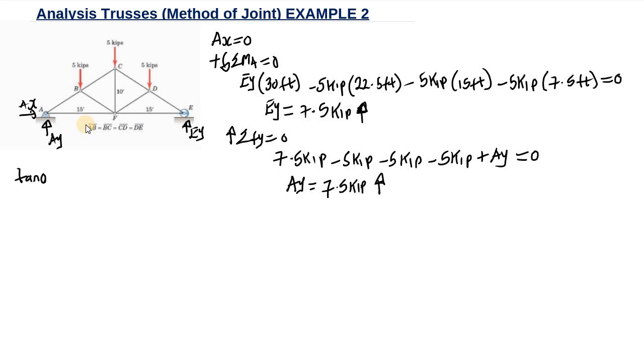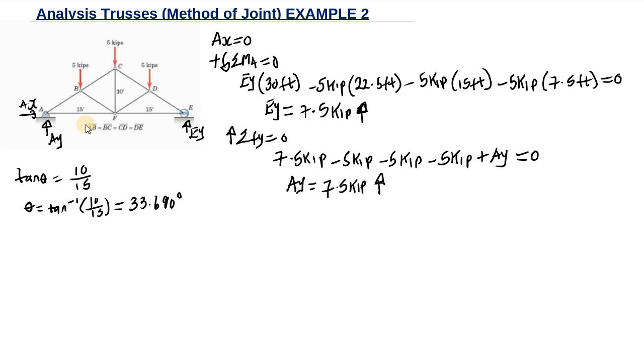Tangent theta is equal to 10 over 15. If we take the tangent inverse, theta is equal to tangent inverse of 10 over 15. If we calculate this, we are going to get the value of theta as 33.690. So this is 33.690 degrees. Now we know theta.